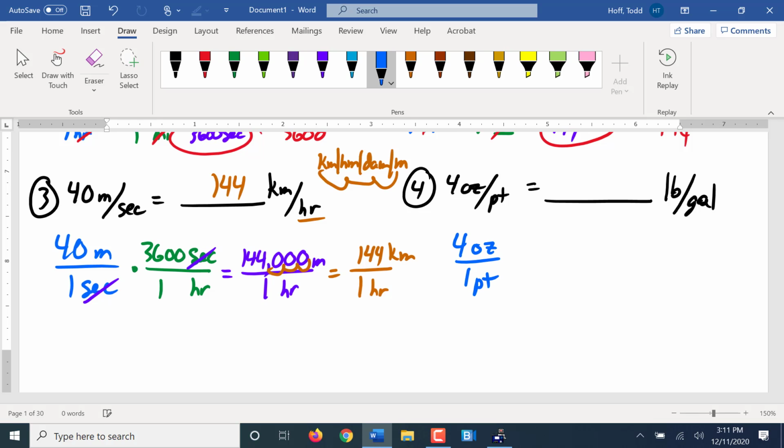4 ounces per pint is 4 ounces per 1 pint. We'll change the ounces into pounds. 1 pound is 16 ounces. Ounces are now gone. We still need to change pints. Pints are going to go where? Top, gallons on bottom. 1 gallon is how many pints?